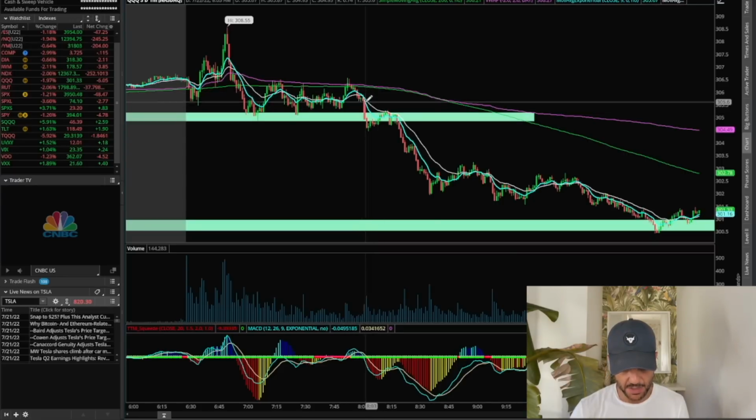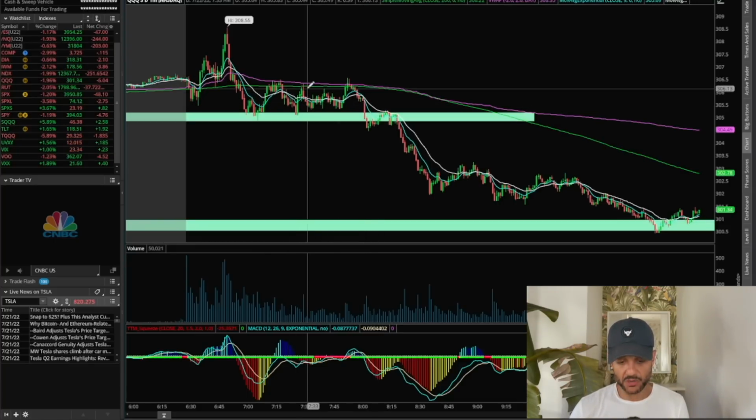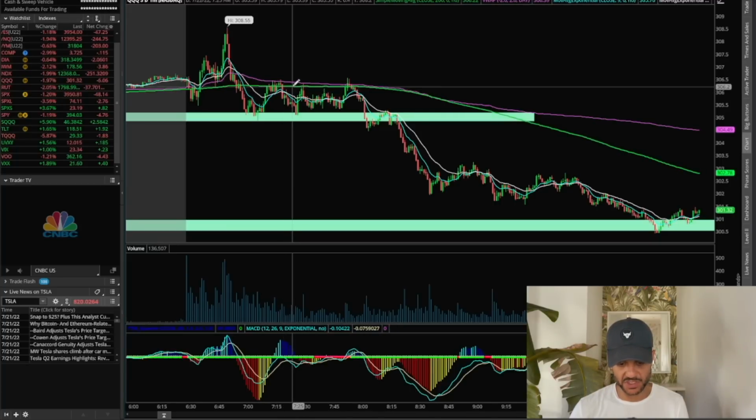So I have the 9 EMA, which is the blue line here. I have the 21 EMA, which is the white line. I do have the 200 MA, the simple moving average, which is in the green. And I don't use this really for entering trades, but I do use this to see if the price bounces off or from that level.